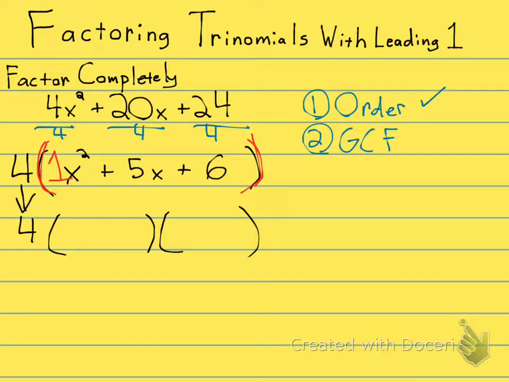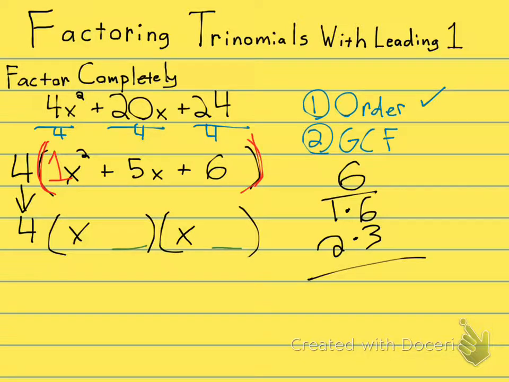Leading coefficient of 1. So my first 2 are going to be x and x. And then my last 2 are going to multiply to give me 6. So let's list our possibilities. All right, it could be 1 and 6, or it could be 2 and 3. And what am I doing with those pairs? I am going to add them to get a positive 5. Which ones add to give me 5? 2 and 3. So I'm going to have a 2 and a 3.